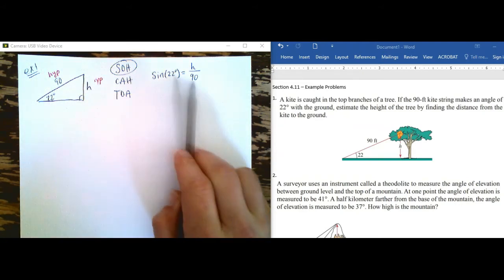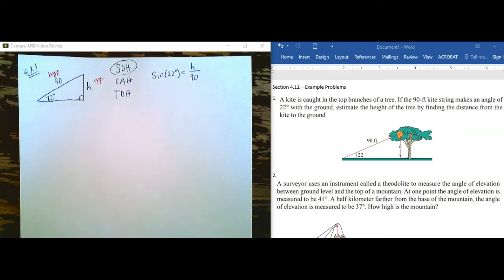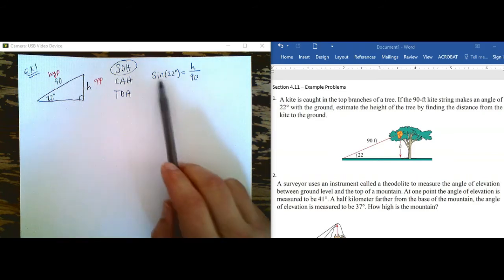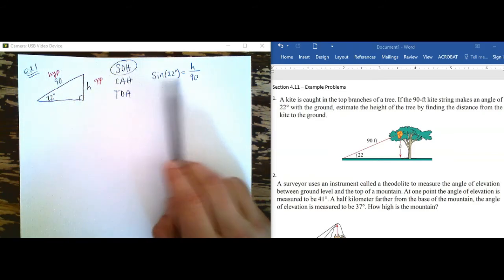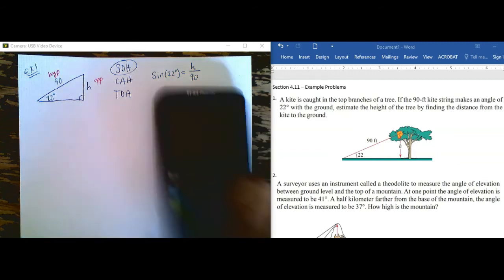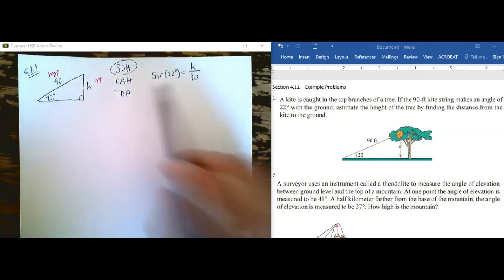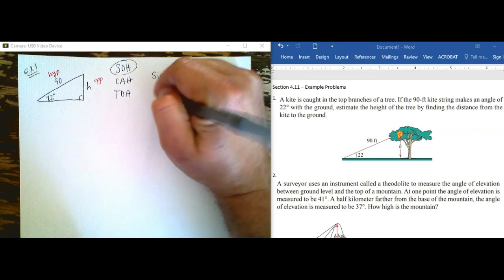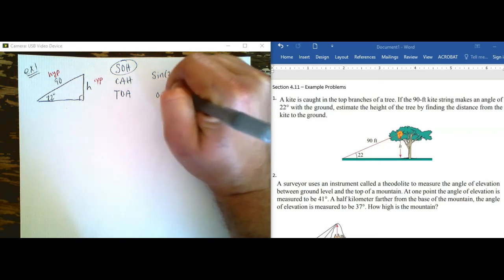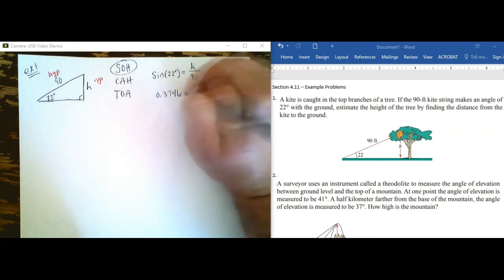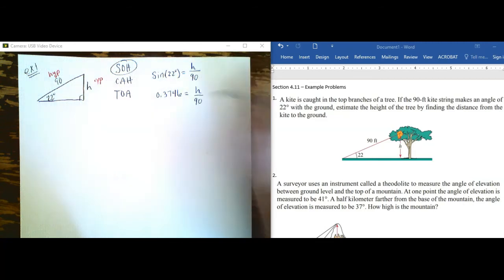So let's figure out how to solve this thing, okay? So let's look at the sine of 22 degrees in our calculator. Sine of 22 is equal to 0.3746. So let's replace the sine of 22 with what it's equal to. 0.3746 equals h over 90.